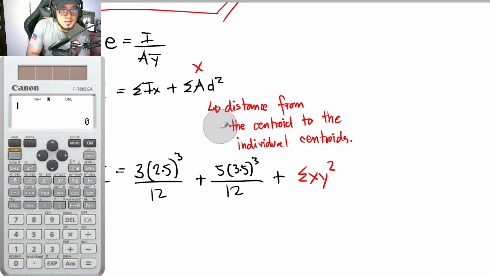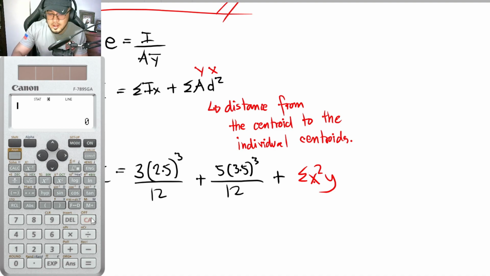Okay, so with that, hindi na po ito yung gagamitin natin. It must be the summation of x squared y. Kasi yung x na po natin is yung d. And yung a natin is yung y. Okay, so with that, lalagay ko na po dito lahat. So 3 times 2.5 cube. So yung cube natin dito, divided by 12. Plus 5 times 3.5 cube. So shift cube divided by 12 plus the summation of x squared y.